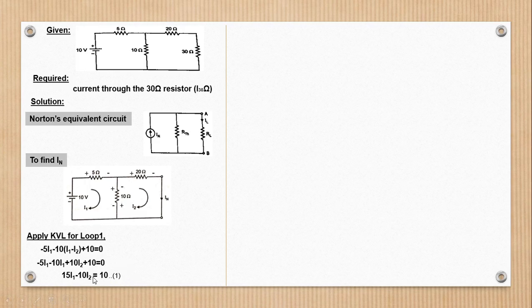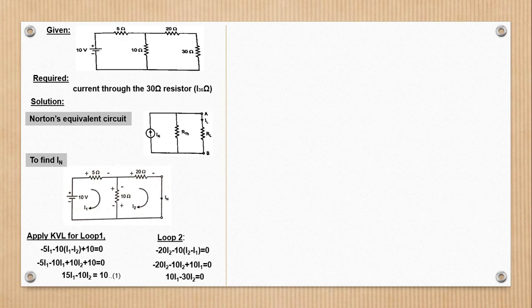Consider this equation as number 1 and then apply Kirchhoff's voltage law for second loop. You can write the loop equation. The second loop consists of one 20 ohm resistor and a 10 ohm resistor. The voltage drop across the 20 ohm resistor is minus 20I2 and the voltage drop across the 10 ohm resistor is minus 10 of I2 minus I1. In the second loop, I2 current is positive, so plus I2, whereas I1 is opposite to that of I2, so minus I1, and it is equal to 0.